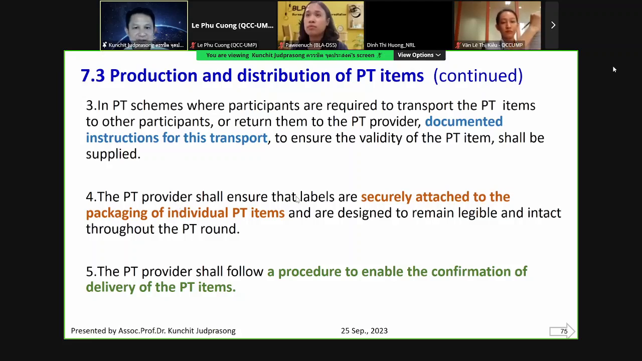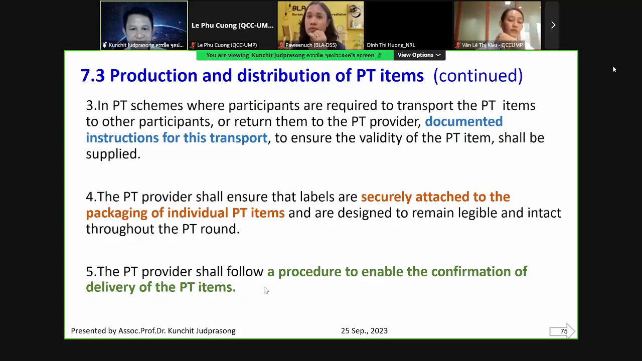The PT provider shall ensure that labels are securely attached to the packaging of individual PT items and are designed to remain legible and intact throughout the PT round. So you have to have a way to protect them, especially when you keep the items in the refrigerator. They have ice, they have water after being taken out of the refrigerator. If you use a marker or detail that is not good enough, it will cause a problem. So this is about security.